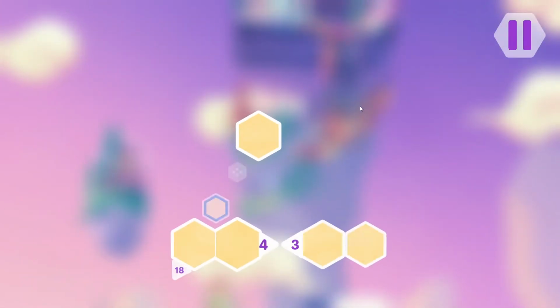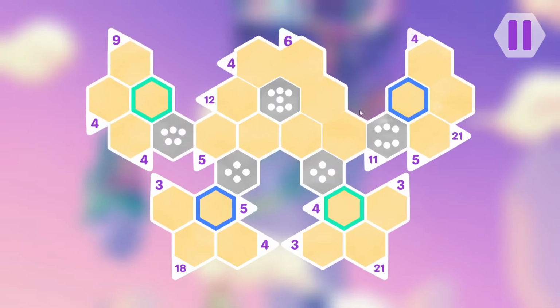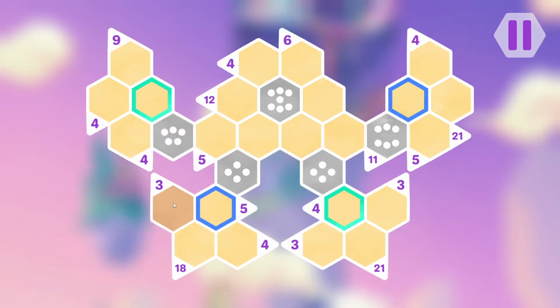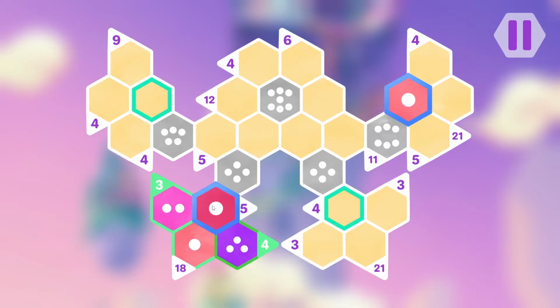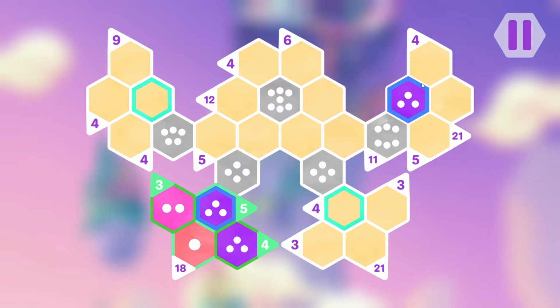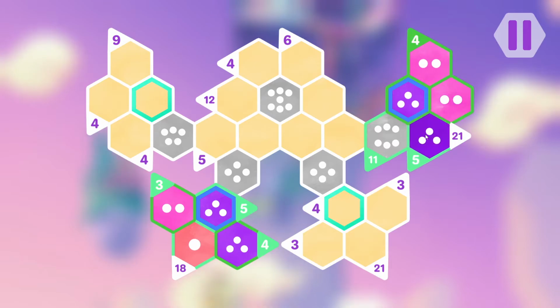Next one. We have 5 here and 3 here. So only 2 can be in this cell. Remaining 1, remaining 3, remaining 3. We have 3 here, so it's 9 and 2 remaining. 2 here, 3 here.